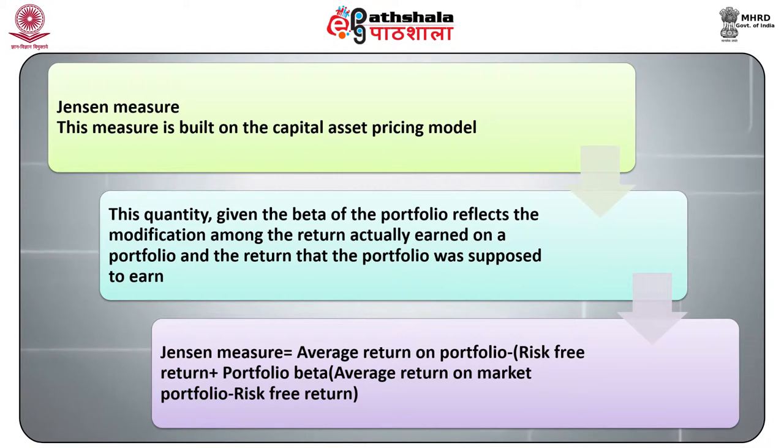Third, Jensen measure. This measure is built on the capital asset pricing model. This quantity, given the beta of the portfolio, reflects the difference between the return actually earned on the portfolio and the return that the portfolio was supposed to earn. Jensen measure is equal to average return on portfolio less risk-free return plus portfolio beta times average return on market portfolio less risk-free return.